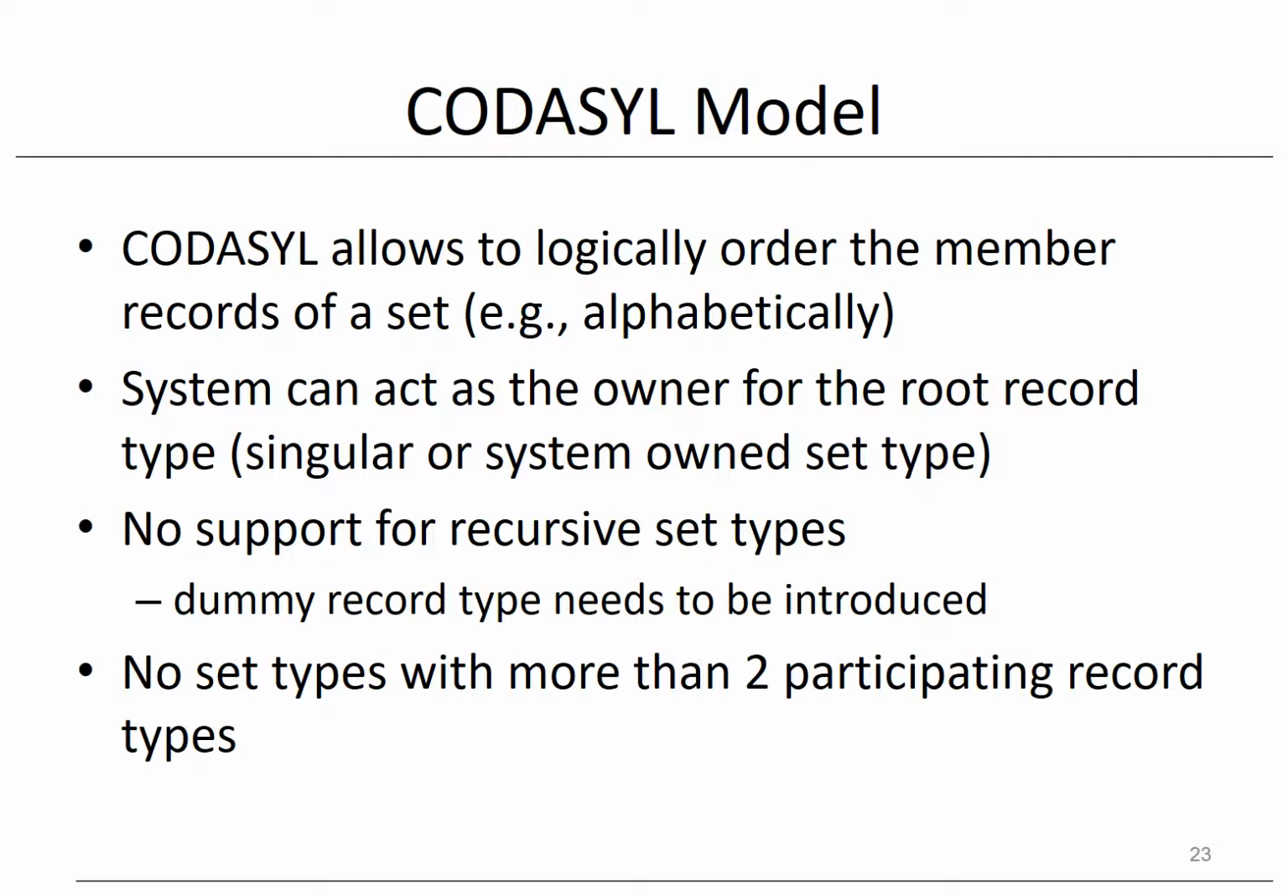Codasyl provides no support for recursive set types with only one participating record type. A dummy record type needs to be introduced, which is then defined as a member in two set types, each having as owner the record type of the recursive relationship. Note, this again implies extensive navigation when manipulating the data. Additionally, no set types with more than two participating record types are supported.